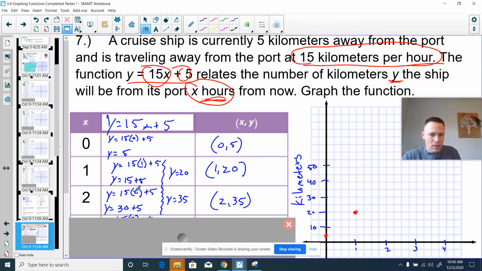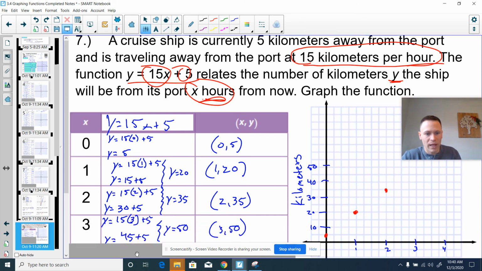I substitute in 2 hours rather. 2 times 15 is 30, plus 5 is 35. So I got 2, 35, which is right here. And then I do 3. 3 times 15 is 45, plus 5 is 50. So I go to 3, 50, and that is right there.